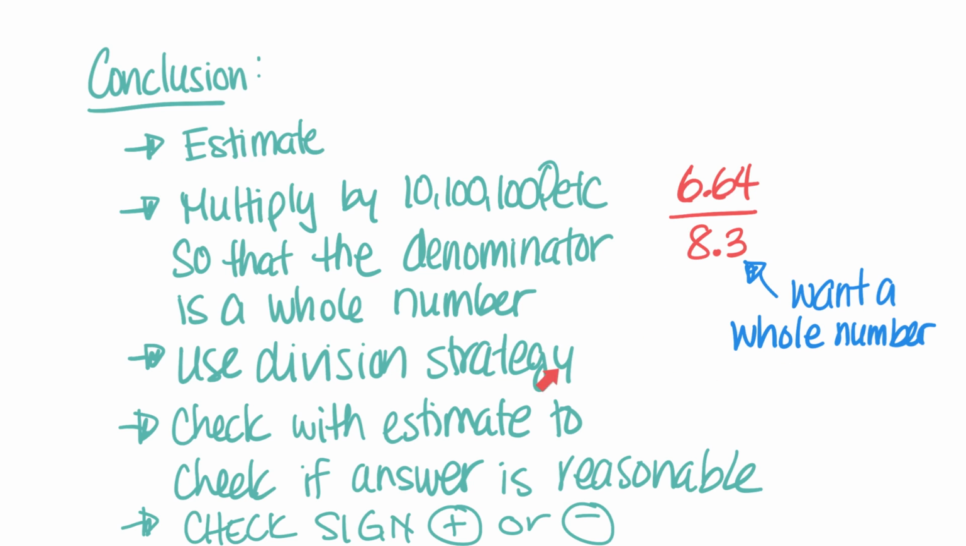We're going to use our division strategy, whether that be long division or maybe you're better at partial quotient. And then you're going to check your estimate to see if the answer you got is reasonable, and then absolutely don't forget to double check your signs if you should have a negative or a positive answer.